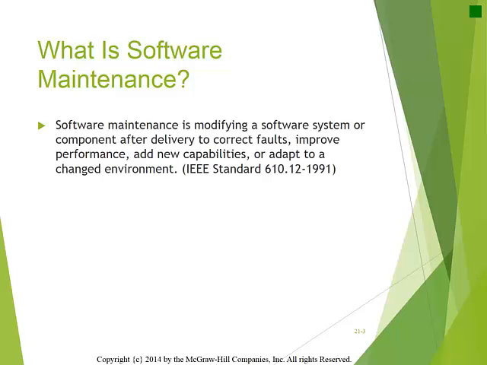After these systems are released, there's a long period of modifications to correct errors and enhance the capabilities, adapt to new operating platforms, and improve system structure. This process is called software maintenance. According to IEEE, software maintenance is modifying a software system or component after delivery to correct faults, improve performance, add new capabilities, or adapt to a changed environment.